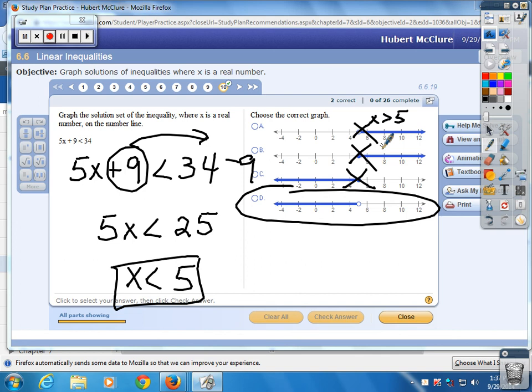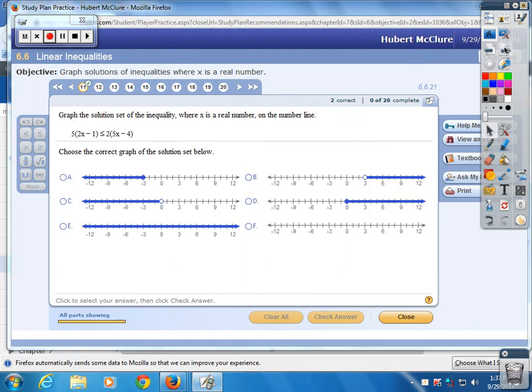Is that a test question? No. I mean, you might get one like that on the test. That's just something to start you off with. All right, let's try another. All right, that's a test question.